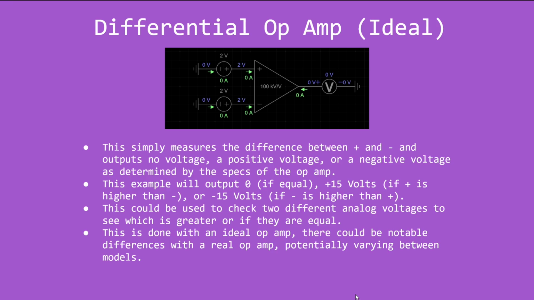Now, I just mentioned ideal differential op amps, and here we are. It measures the difference between plus and minus and outputs no voltage, positive voltage, or negative voltage. In this example, it outputs 0 if equal, plus 15 if positive is higher than negative, or minus 15 if negative is higher than positive. You could use this to check two different analog voltages and see which is greater, or if they're equal. Keep in mind with a real op amp, you probably won't have zero voltage for equal, or even a situation where two equal voltages are truly equal.